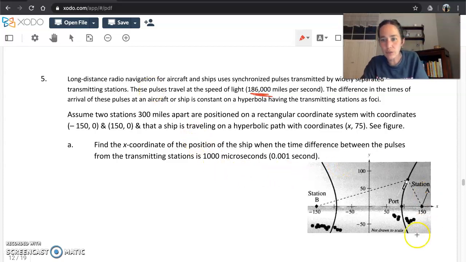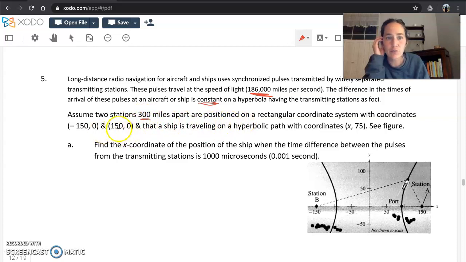And notice that the diagram's given, thank goodness, in this one, but it's the same setup. You've got info about two foci at A and B, capital A, capital B. You have a long distance radio navigation for aircraft and ships, and it sends pulses traveling at the speed of light. The difference in the times of arrival of these pulses at an aircraft or ship is constant on a hyperbola, right? That's how you construct a hyperbola. Keep the difference in the distances from two foci constant. Assume the two stations are 300 miles apart.